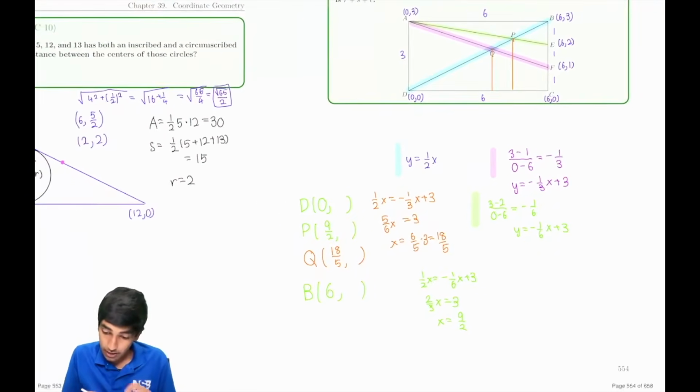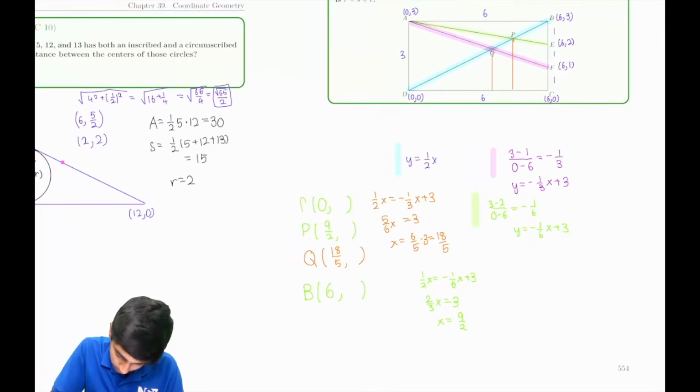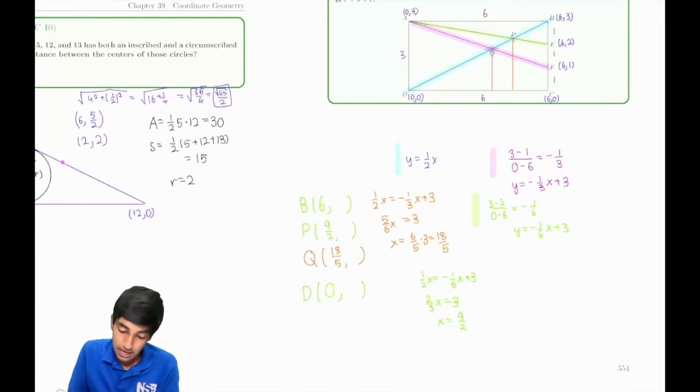So now let's just find the ratio BP to, or I'm just going to switch these orders really quickly to make it in order of the problem statement. It's the same thing, really. I'm not changing anything. So now let's just find BP. Well, 6 minus 9/2, that is 3/2. Then 9/2 minus 18 over 5. Well, 9/2 is just 45 over 10, and 18 over 5 is 36 over 10, so that's 9/10.